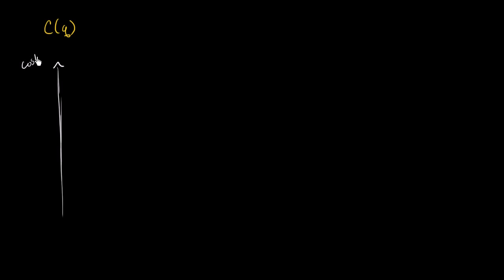So this is my cost axis. This right over here could be my quantity axis. So that's quantity, or Q, my Q axis. That's my Q axis. And my function might look something like this. It seems reasonable to me.